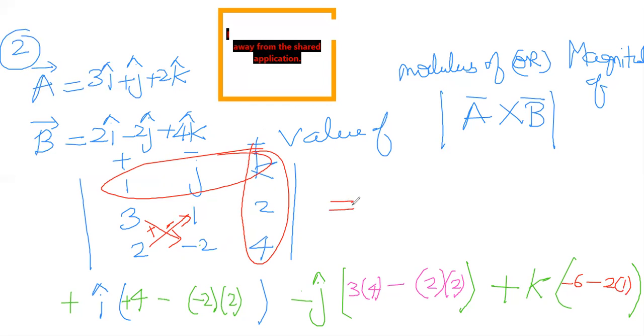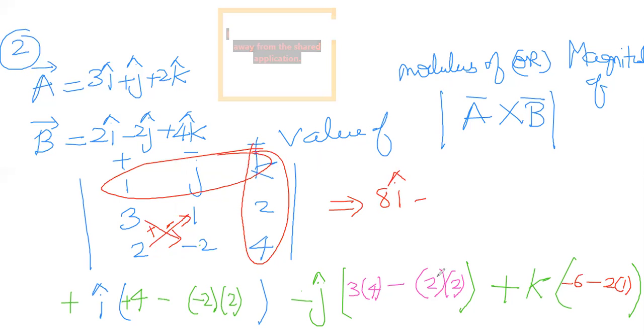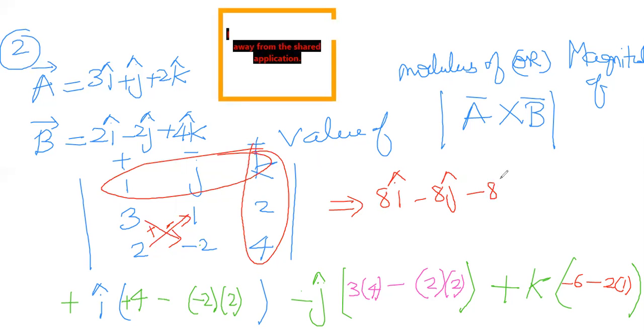I wrote it. So what are we finally going to get? 4 plus 4 is 8 i cap. Minus, this is 4th is a 12. 12 minus 4 is how much? 8. Is it understood? 8 with a minus. So minus 8 j cap. Let us check the k first: minus 6 minus 2 is minus 8. So minus 8 k cap. Is this understood clearly? This is a bar cross b bar, a new vector.